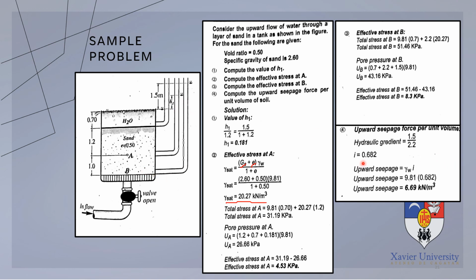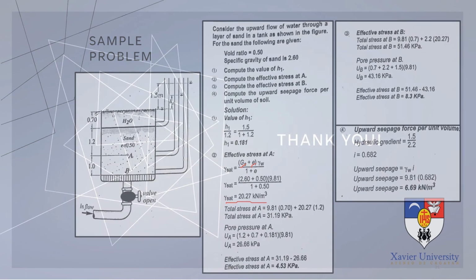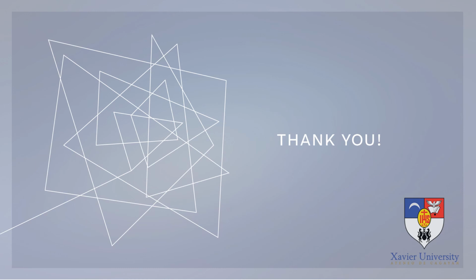So our hydraulic gradient is just the rise over run. The rise is h in the piezometer, and the run is the length through which our seepage flows. So the hydraulic gradient is equal to 0.682. If you multiply that by our gamma water, you will come up with our upward seepage force per unit volume. It is specified per unit volume of soil. So that is 6.69 kilonewton per cubic meter. That would be all for the effective stresses in soil.